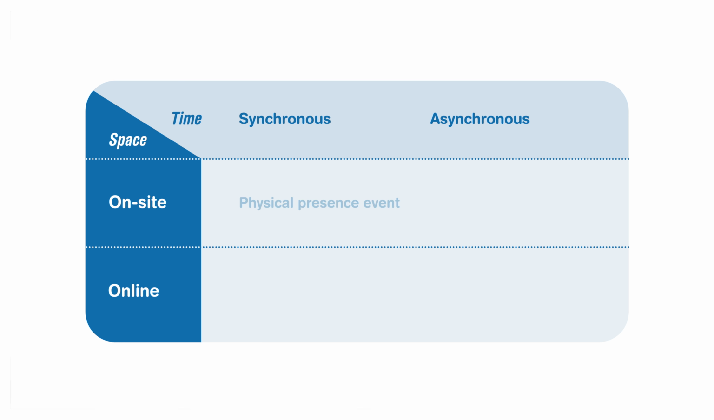1. Physical presence events, for example, in a classroom, in the field, or in a laboratory. 2. On-site self-study, for example, in a learning center or in a laboratory. 3. Virtual presence events, for example, webinars using video conferencing systems. And 4. Online self-study through electronic learning resources.